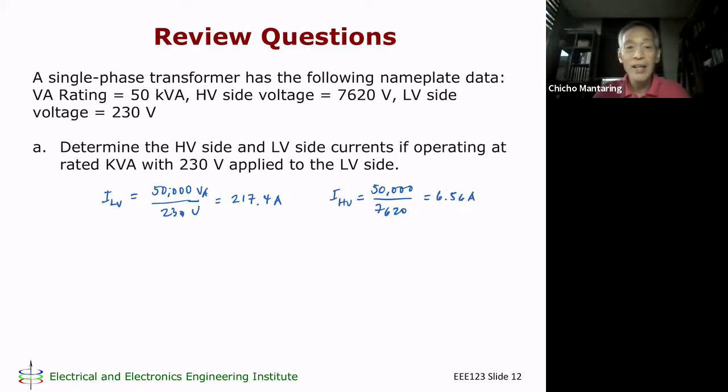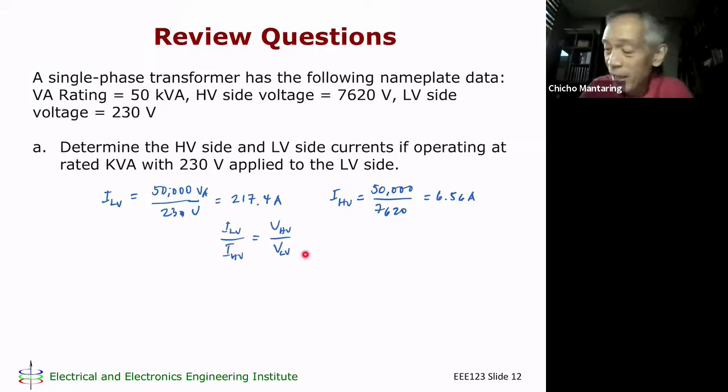Another solution is I low voltage over I high voltage is equal to V high voltage over V low voltage. Remember that the ratio of secondary to primary current is equal to the ratio of primary to secondary voltage. And you're going to get the same answer.